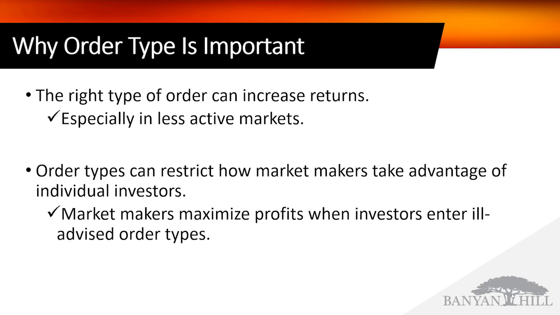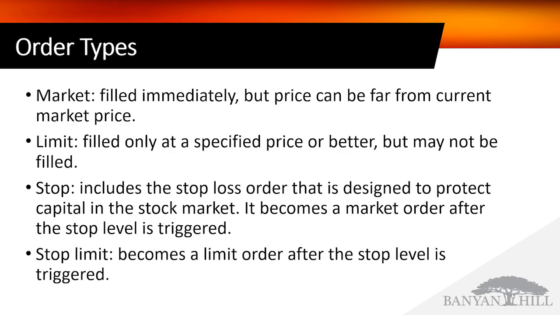The order type can be used to restrict how market makers take advantage of individual investors. The market maker's job is to take advantage of individuals, so they're seeking to maximize their profits. If we put in the wrong type of order, we give them a little bit extra profit. On order entry in particular, it's a zero-sum game. So if you put in the wrong type of order, you're going to lose and the market maker is going to win immediately. That's why it's so important to consider order types.